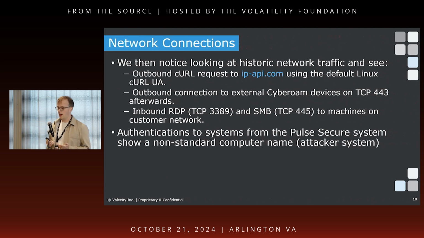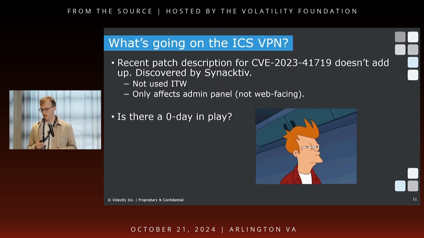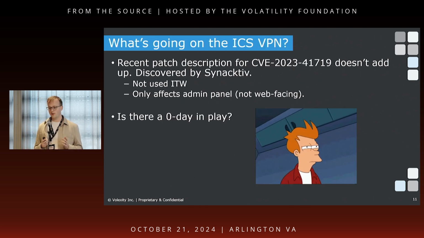And the cherry on the cake is that when you use RDP or SMB, the computer name you're connecting from is embedded in the protocol, and it shows a non-standard computer name. So if the affected organization was like Volexity, they would organize all their computers as vol1, vol2, vol3. That's how they name every host name. But in this case, the host name is like desktop 1AB48B, which is the attacker's machine name. So we're getting quite suspicious.